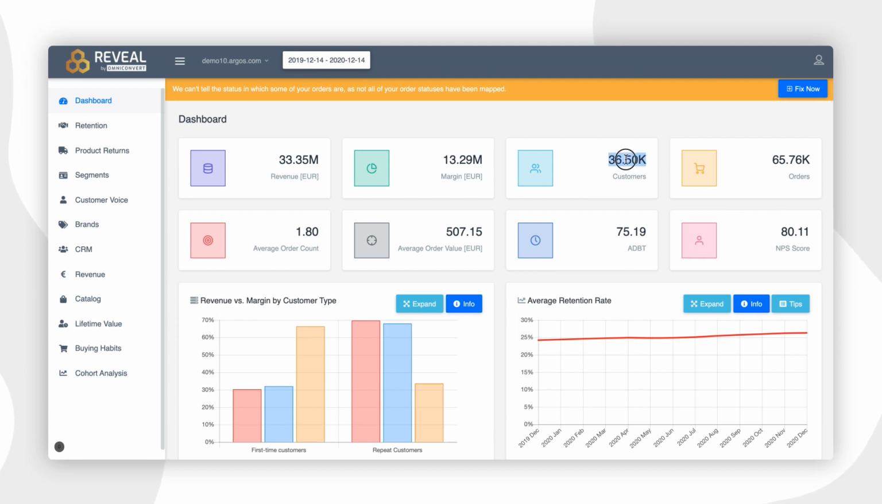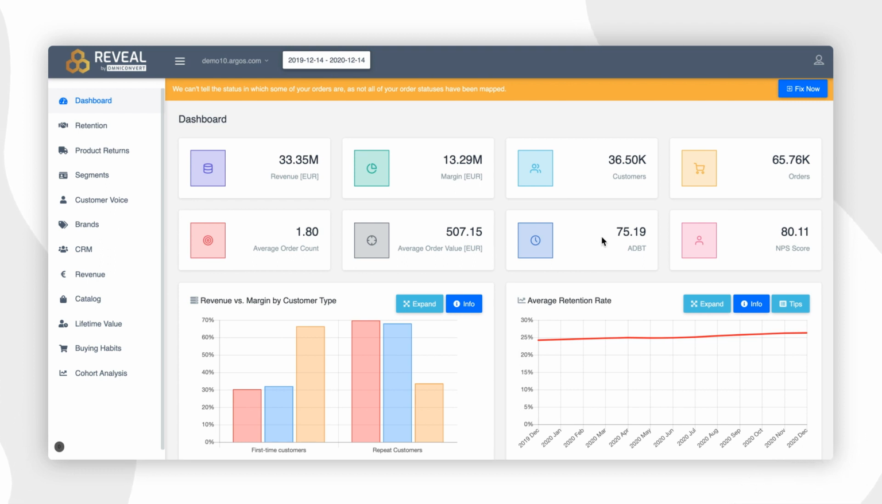This number represents the total number of customers from the entire lifetime of your store. This number represents the total number of orders from the entire lifetime of your store from all of your customers. The average order count reflects how many orders an average customer placed on your store in the entire lifetime. The average order value is calculated by dividing the revenue by the total number of orders. This is the average monetary value of a purchase placed on your store.